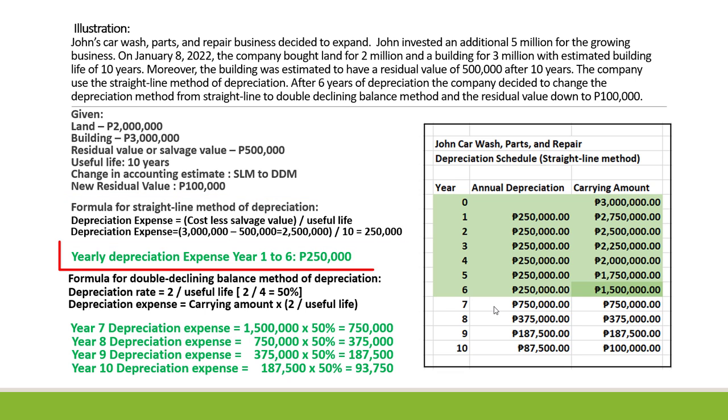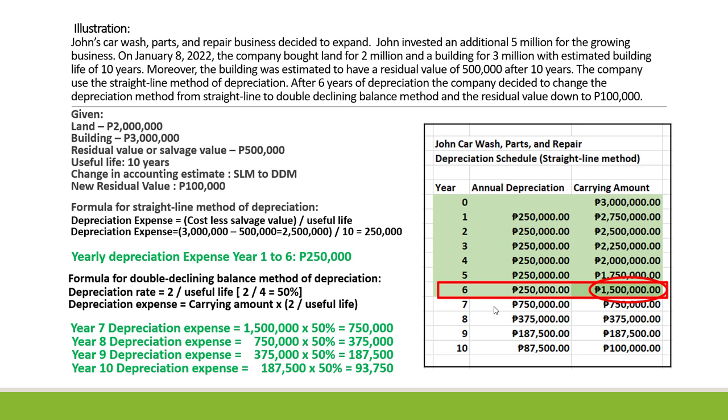Ang yearly depreciation expense under straight-line method is 250,000 pesos. So from year 1 to 6, ang depreciation is 250,000 pesos. Kasi based sa problem, nagkaroon ng change in accounting estimates after 6 years of depreciation. Ang rule kapag nagkakaroon ng change in estimates sa depreciation is moving forward, meaning yung outstanding balance at the time na nabago yung estimates ang magiging basis sa pag-apply ng changes.